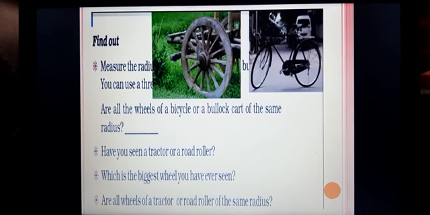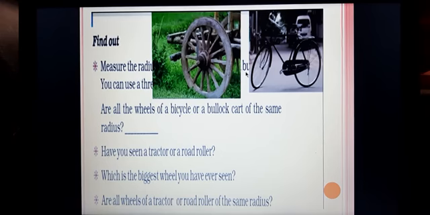So for the cycle and such vehicles, the same size is used, but for some others it is different. We will see that also. Coming to the question, for a bullock cart and a cycle, the wheels have the same size, measurement and length. You can see how big they are. So these examples have the same radius for both, because you can see they have the same measurement.